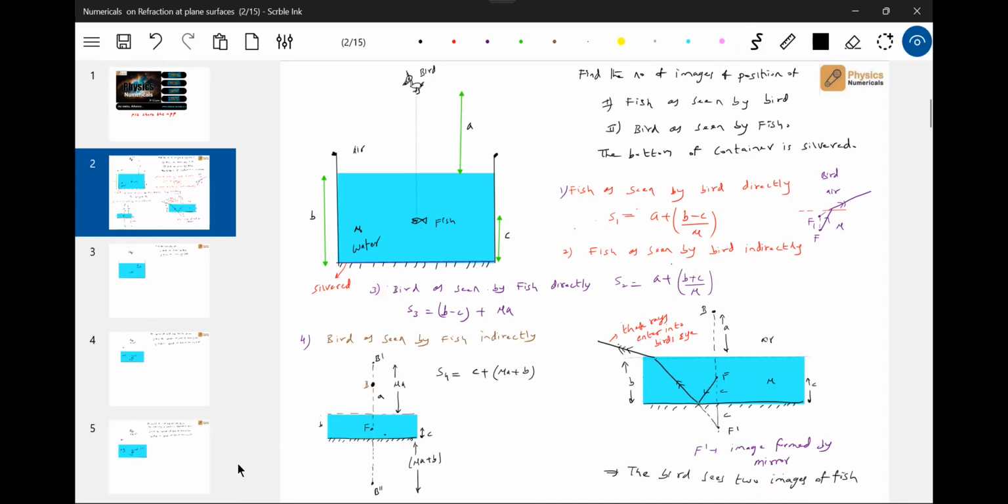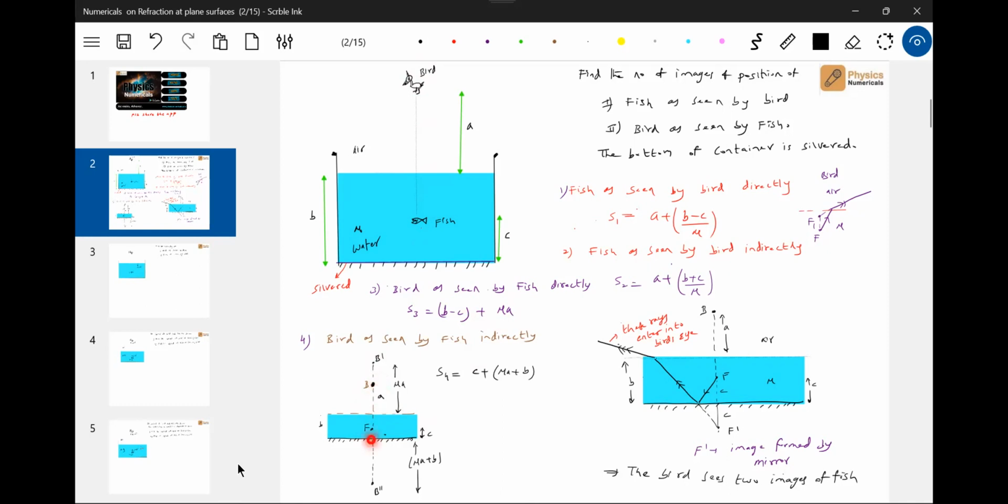Let's similarly do this one: bird as seen by fish. The rays, after refraction, will enter the fish's eye, so it will appear further: b minus c plus mu a. Then bird as seen by fish indirectly. First, the rays emitted by the bird will undergo refraction and appear at a height mu a.